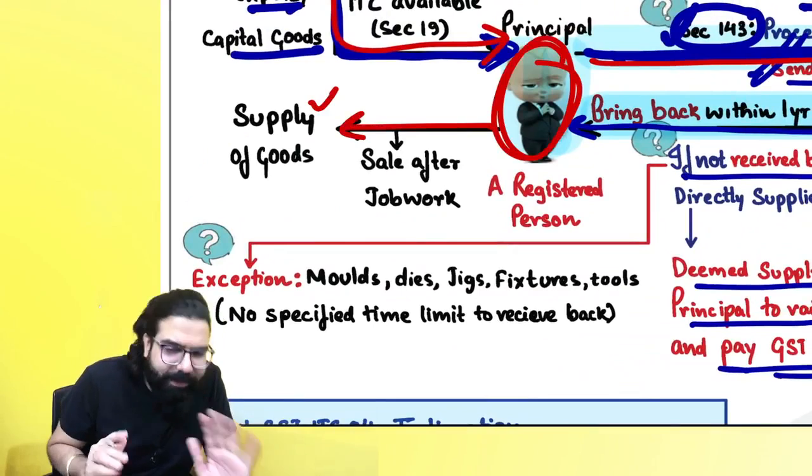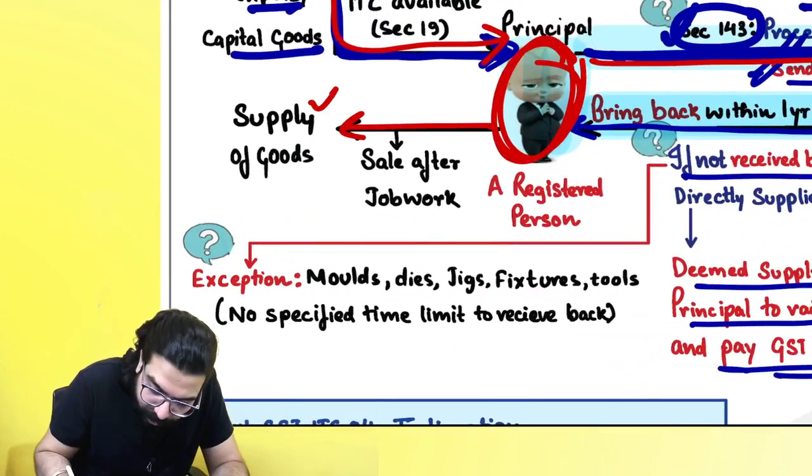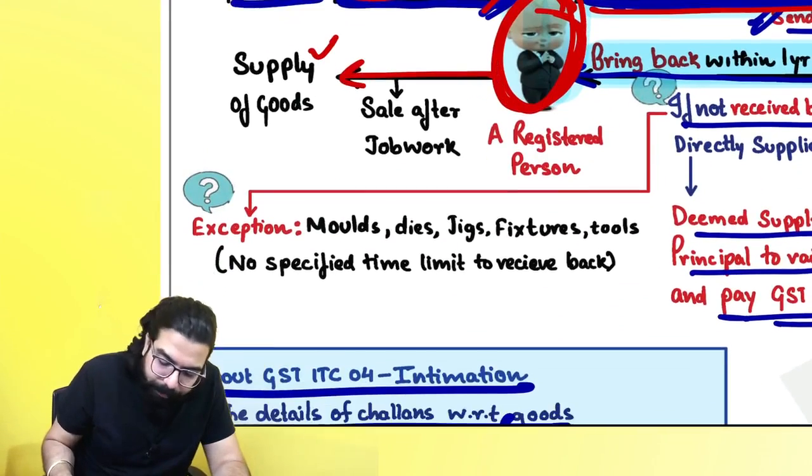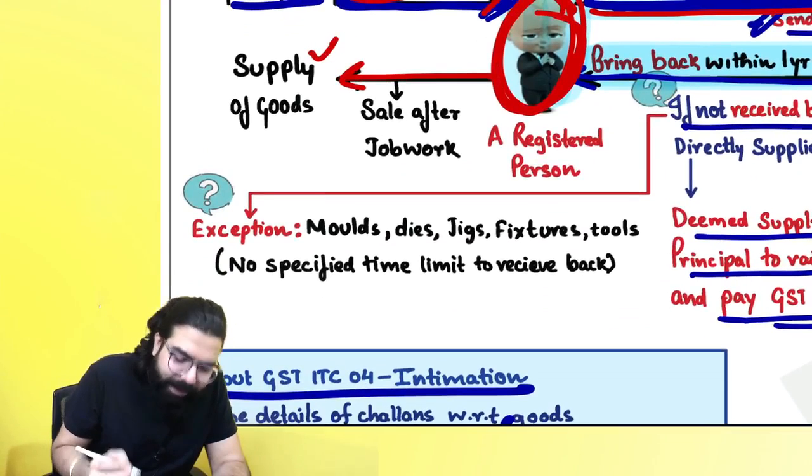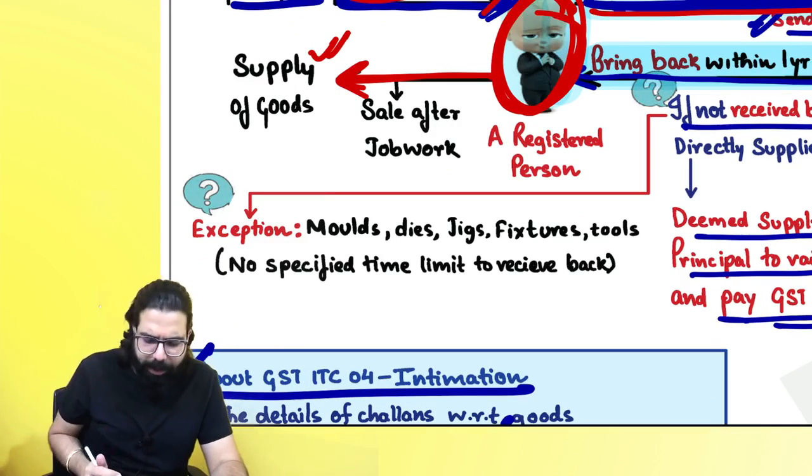But remember, very important everyone, once the goods come back, if I go ahead and sell, that is sale of goods anyways. Once the goods have come back to the principal, if he goes ahead and sells, that is the sale of goods anyways, nothing very important.